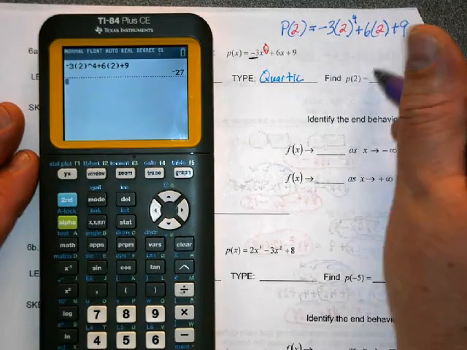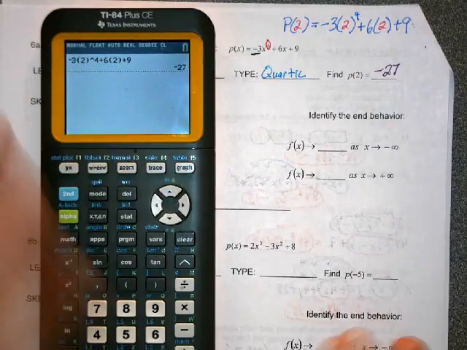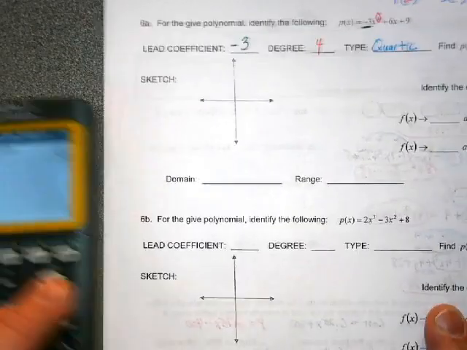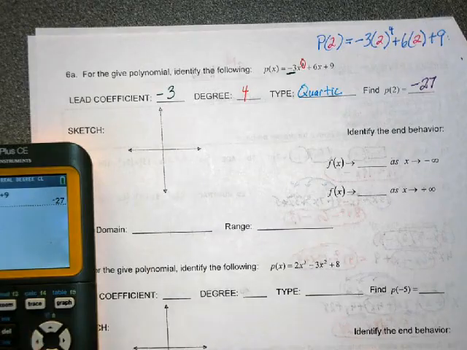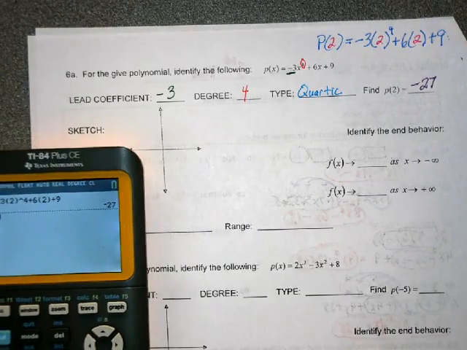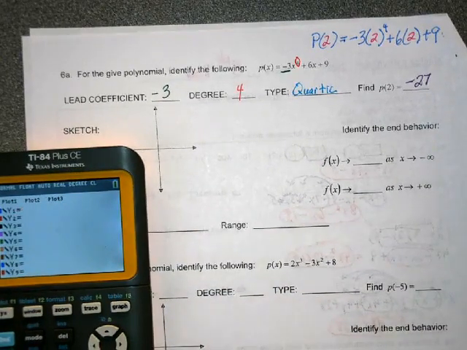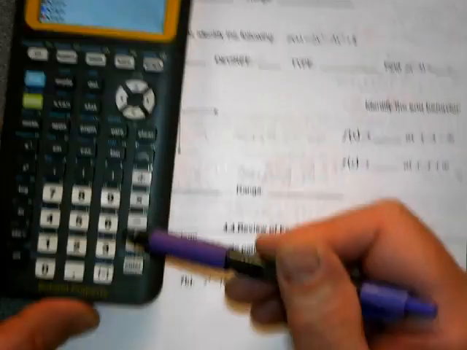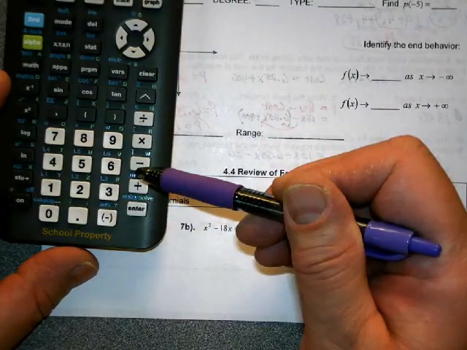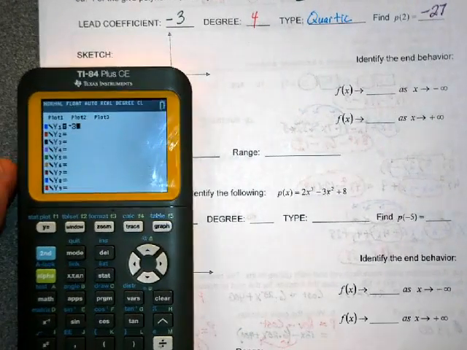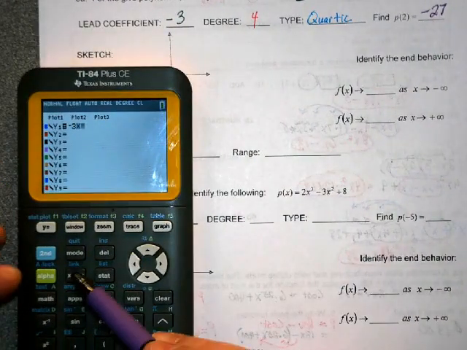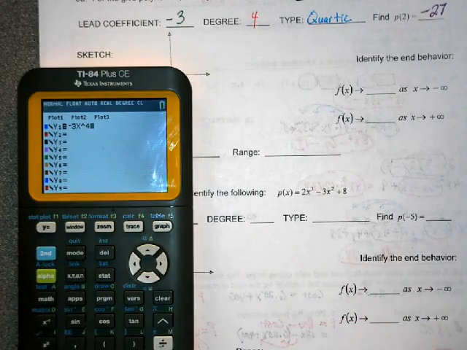Okay. Then it keeps going on here, right? We need to sketch our polynomial. And our polynomial was, I'll redo it for you guys. And please use the negative sign, not the minus sign. So negative 3x raised to the 4th plus 6x plus 9. Graph it.